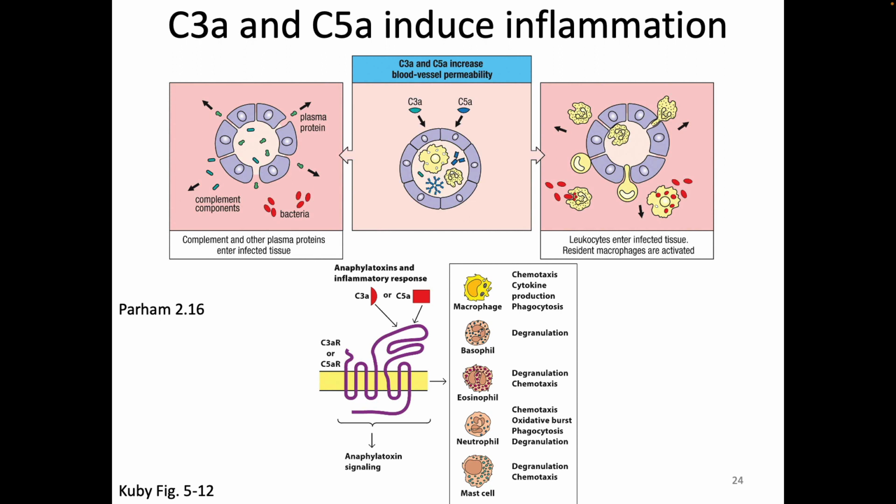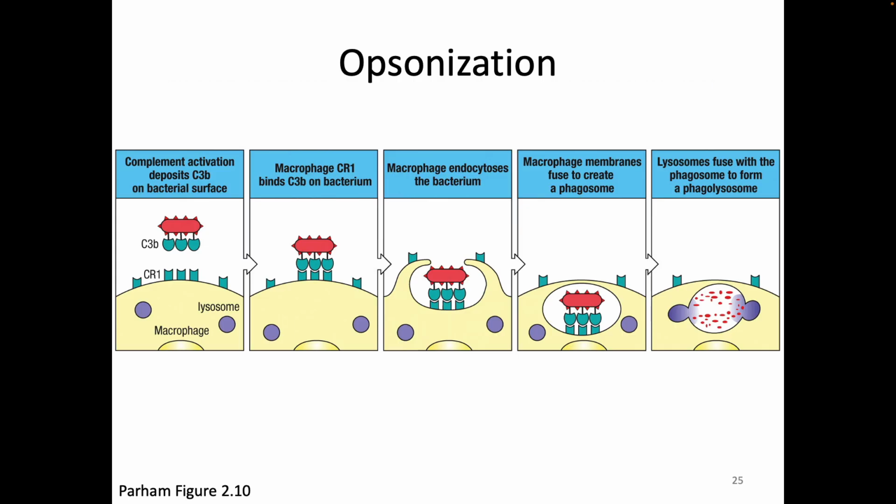Sometimes people refer to C3a and C5a as the anaphylatoxins. If you see that word, it just means they're little proteins that induce inflammation. It's a word that every so often you might see, so I'm just going to tell you what it means, even though I'm not going to be super into it. The third thing that complement proteins can do is called opsonization.